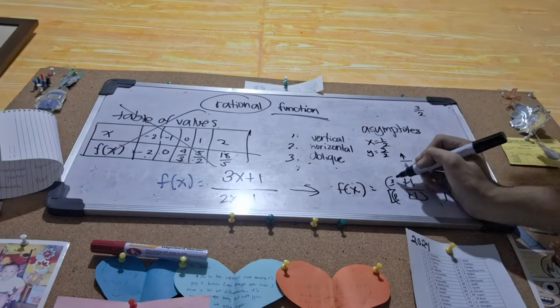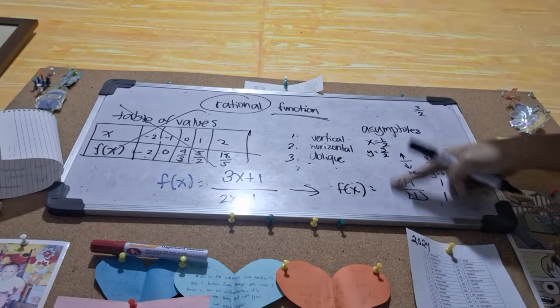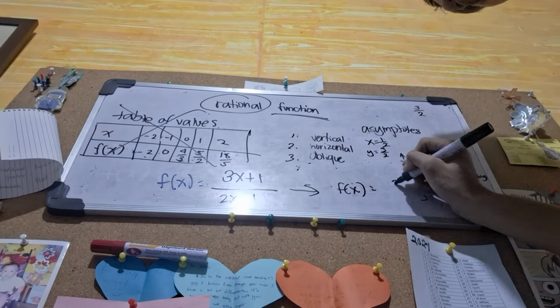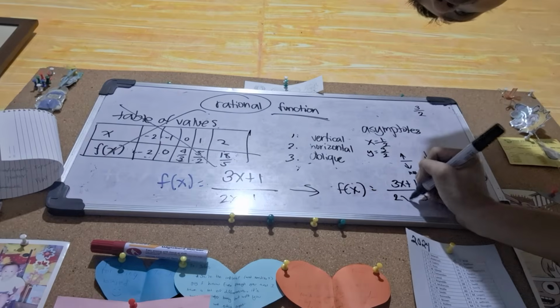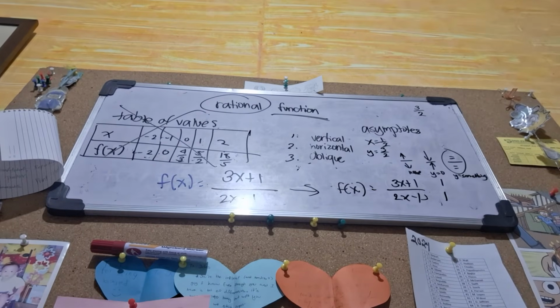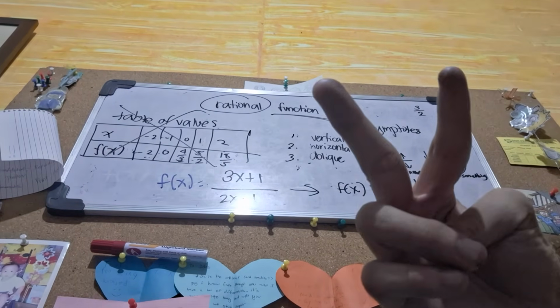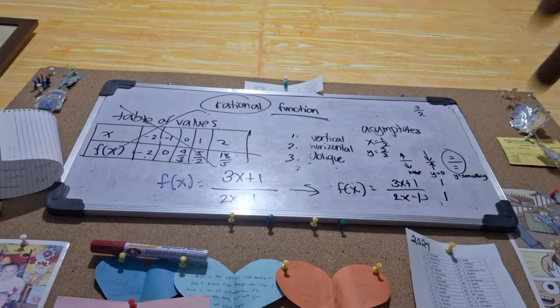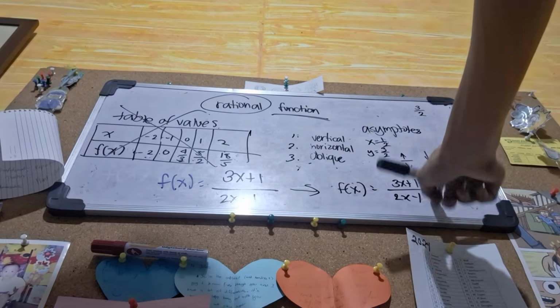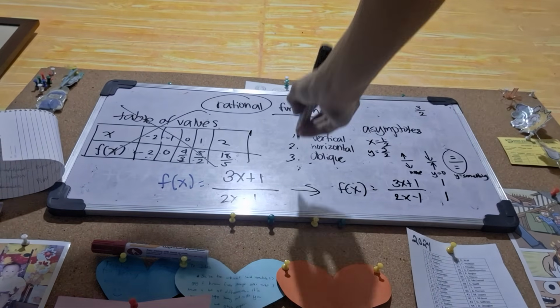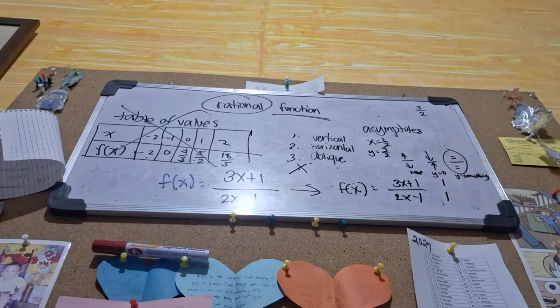Okay, now let's go back to oblique. Let me rewrite everything just to make it clearer. Okay, remember, in oblique, we have 2 things we have to look for. Number 1, is this one larger than this one? Nope. Then there's no need to continue.